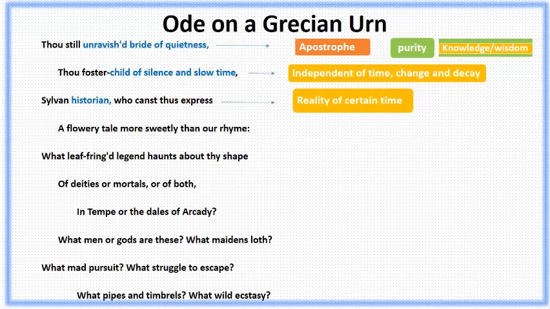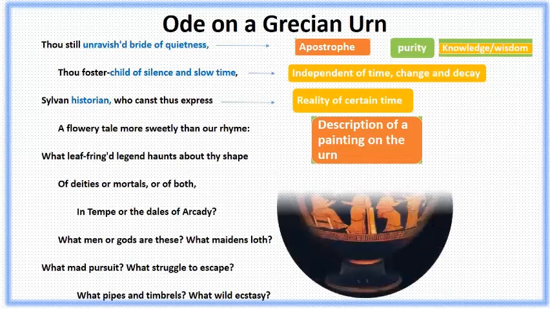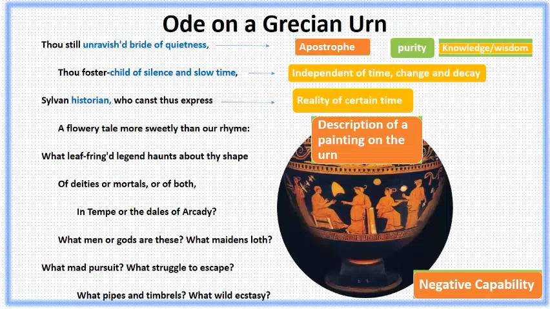Towards the end of the first stanza, Keats describes a painting which is engraved on the urn. The painting exhibits some kind of story that might involve gods, men, or both. The poet wonders why men or gods are behind the maiden. What mad pursuit is that? Why is there a struggle of the maidens to escape? In fact, these questions bring forth the concept of negative capability.